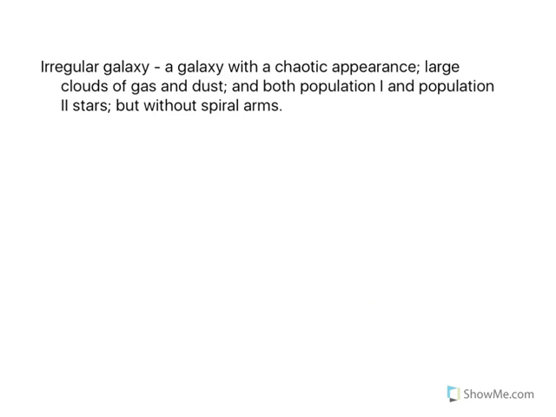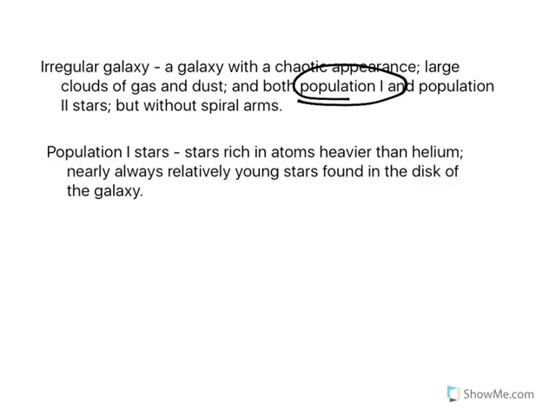Another type of galaxy is an irregular galaxy. An irregular galaxy is a galaxy with a chaotic appearance. They have large clouds of gas and dust, and they contain both population 1 and population type 2 stars. But you won't find any spiral arms. Let's look at population 1 type stars.